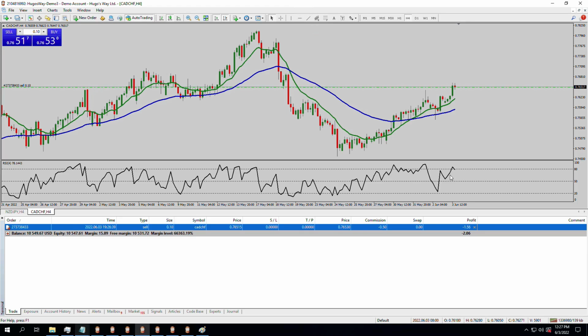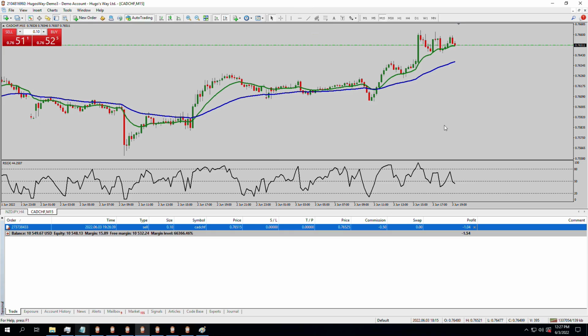So potentially we're going to get a pullback, and we're going to go down to a lower time frame here and set our take profit. So we might be in a good position here. So let's go down to like the 15-minute, and we see that we're getting a temporary pullback. However, probably not going to get a lot.